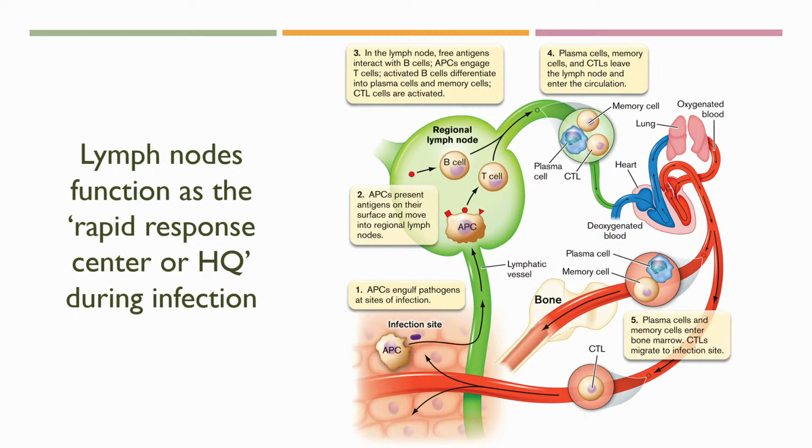And so those enter circulation, and so they're really all over in your body. And then plasma cells and memory cells enter the bone marrow, because that's where they go, and then the cytotoxic T cells can migrate to the infection site. So lymph nodes really connect everything, and they function as this rapid response center during infection.